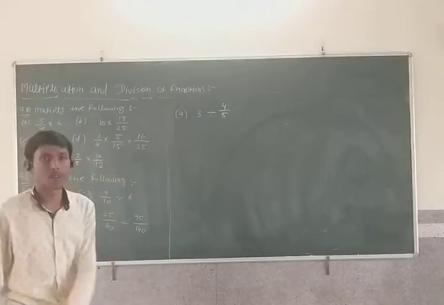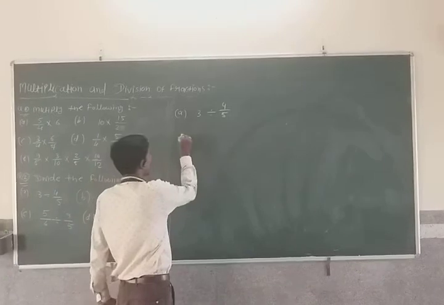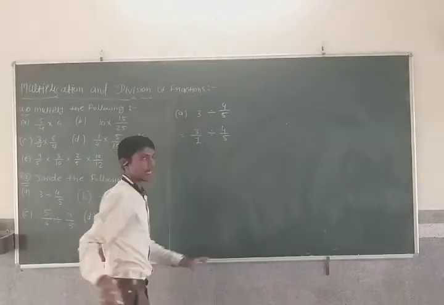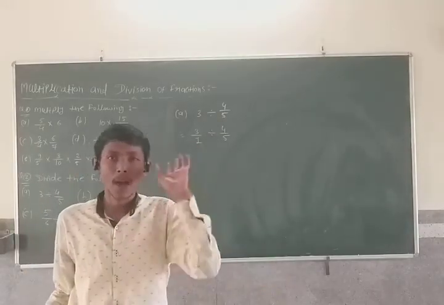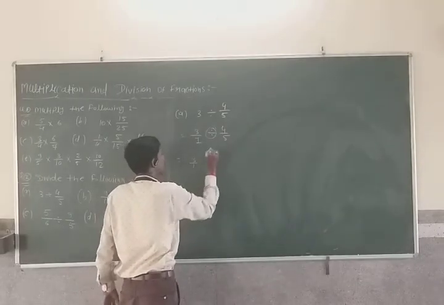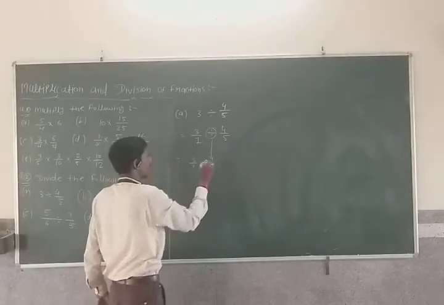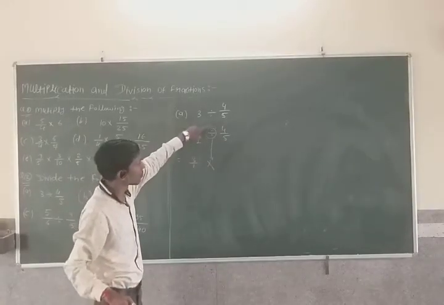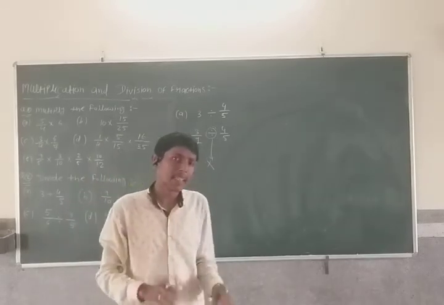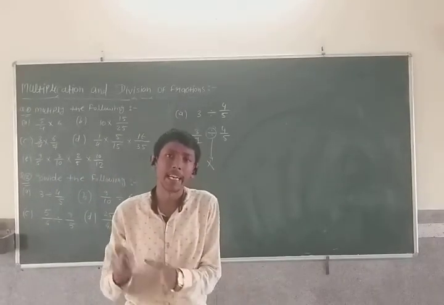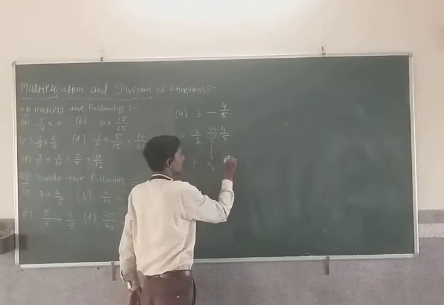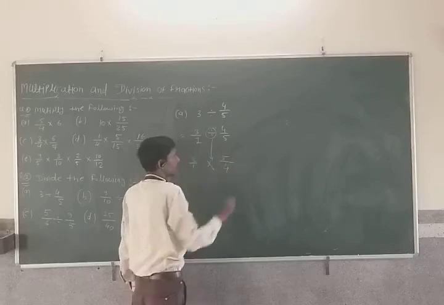If we need to solve this question, first of all I will write 1 in the denominator of the 3. Okay, the same thing that we were doing in multiplication. Now this divide I will change into multiply. In the place of this divide I will write multiply, and then I will write the reciprocal of the second fraction. Reciprocal means I will write this denominator in the numerator and numerator in the denominator.